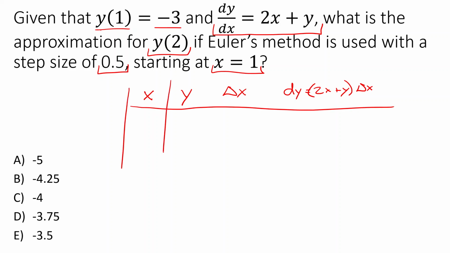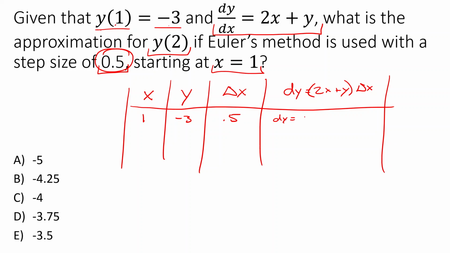So make the chart. Right, this is what they want to see on the AP exam, especially if it's on the free response. Just make the chart, and we are starting at 1, -3. Our delta x is 0.5, again. So that means our dy will be 2 times x, so 2 times 1 is 2, plus -3, times 0.5, which gives us, let's see, that's -1 times 0.5, so -0.5. So now our x is changing by the delta x, so that'll be 1.5. Our y is changing by this, so that means it's going down by another half, -3.5.